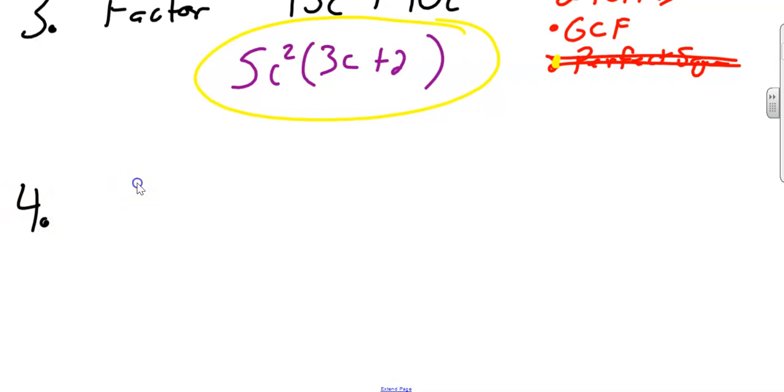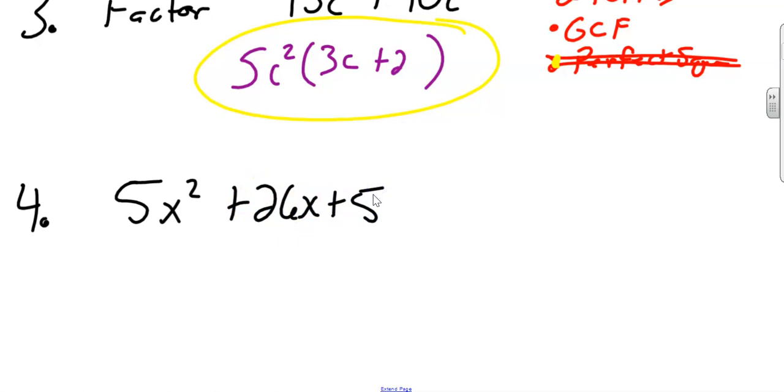Okay, number 4, still just a factoring problem. 5x squared plus 26x plus 5. Okay, 3 terms, and again, 3 terms is basically split into 2 parts. Either the a value equals 1 or the a value doesn't equal 1. So for this one, the a value is definitely not 1.